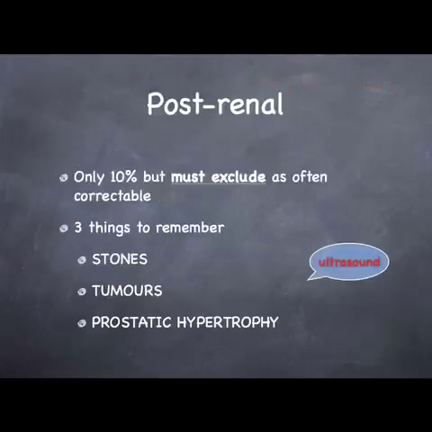So finally, moving on now to post-renal, which, as we said, makes up about 10% of causes. As I said, these are quite rare, but it's important to exclude them as often they are correctable things. There are three things to remember, three things that can obstruct urine flow out of the kidney. These are stones, tumours, and prostatic hypertrophy. And the best test to find out if there is post-renal obstruction is to do an ultrasound of the kidneys, ureters, and bladder.